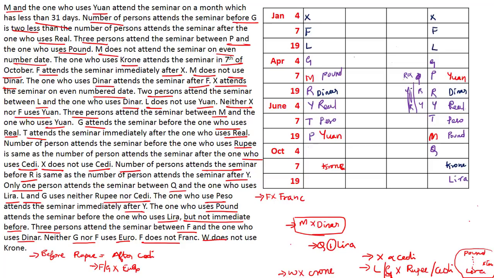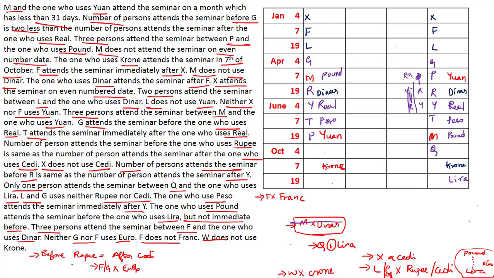Now here M is not dinar, right? M is not dinar. This is done already. So here we did not substitute this lira. So pound is here, lira can be placed here, lira can be placed here. There are two possibilities, so that is why I'm just going to keep it on hold.